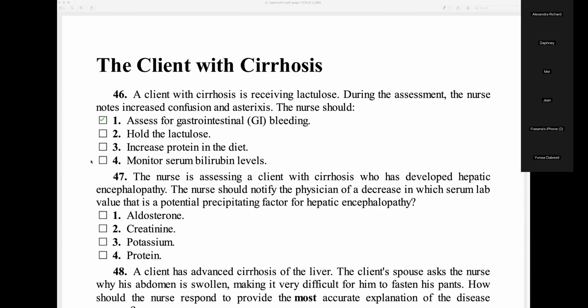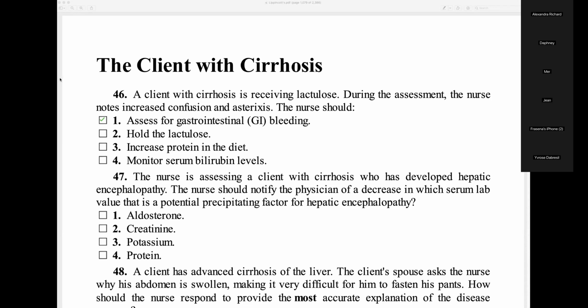GI bleed. GI bleeding and protein consumed in the diet increase protein in the intestine and can elevate ammonia levels. So we're going to assess the patient for GI bleeding. And I know that sounds silly because it's very easy to assess the patient for GI bleeding. Are they vomiting blood? Do they have the black tarry stools, right? But that is the correct answer. Okay.